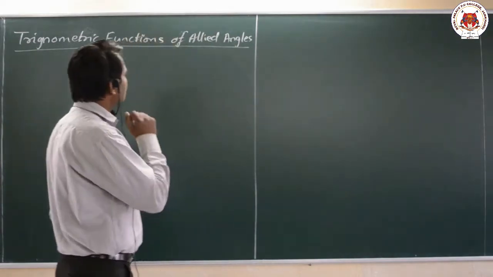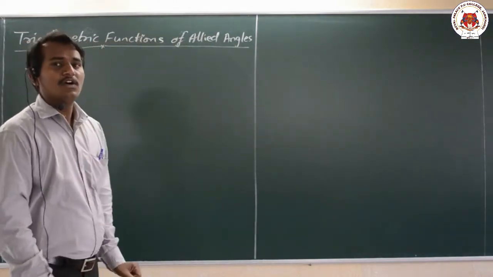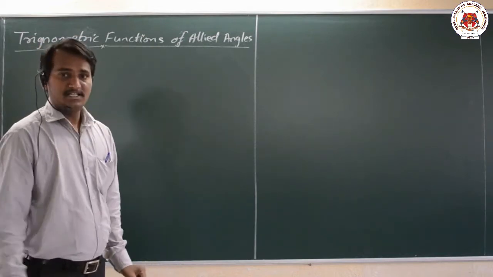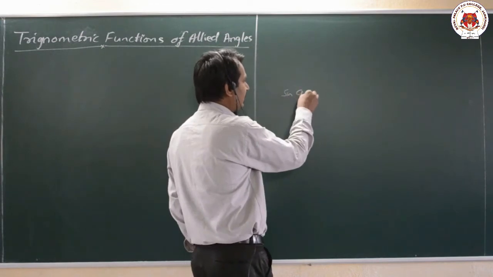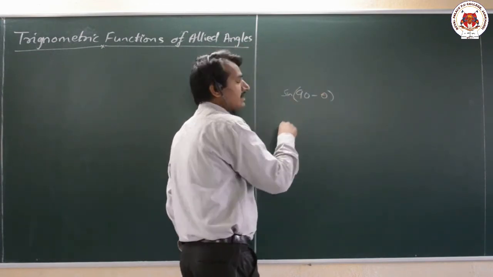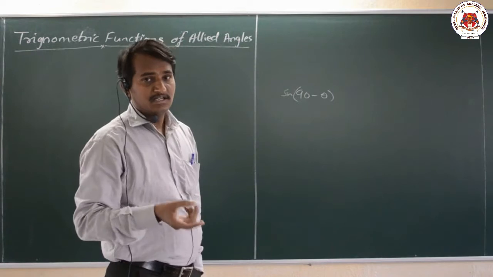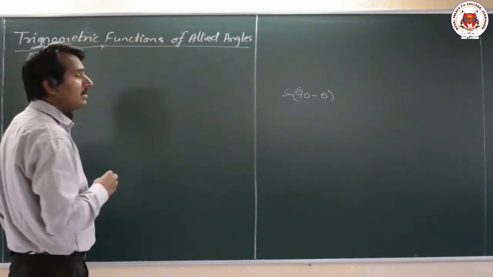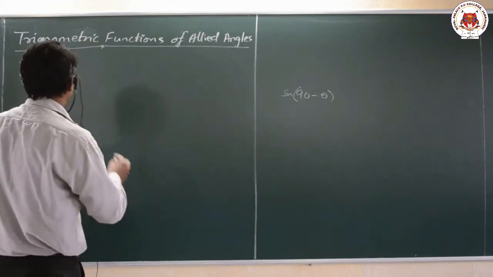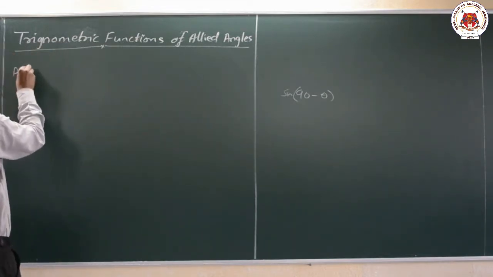Now today we shall start with allied angles. Already you had learnt in your 10th standard allied angles, that is, sine of 90 minus theta, sine of 90 plus theta. That only we are going to start here. Now what do you mean by allied angles first? What do you mean by allied angles?